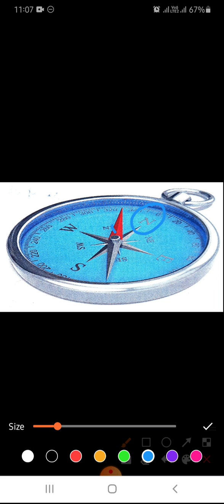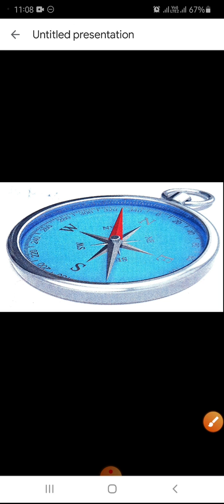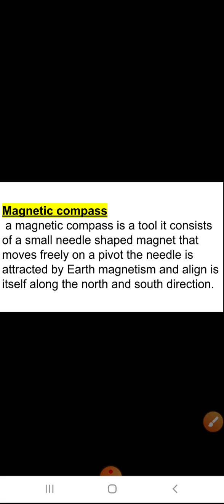Once you know the north direction, you can easily find the other directions. How? If you are standing facing the north direction, then your back will be towards the south, east will be on the right-hand side and west will be on the left-hand side. Means by knowing one direction only, you can find the other directions also. So this is the magnetic compass. It is used to find direction. It is a tool in which a magnet in the shape of a needle always points towards the north direction.